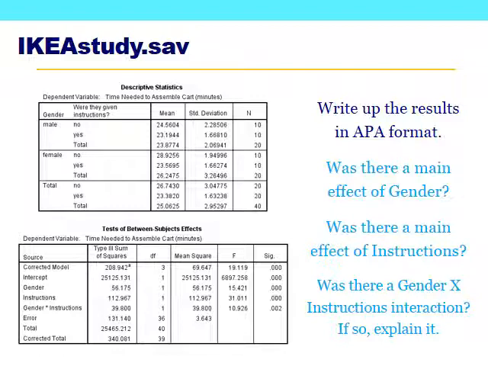For women, however, there was a big difference between women without instructions and women with instructions. Women who had instructions assembled the cart about 5.5 minutes faster compared to women who didn't have instructions. In other words, it looks like having instructions had a much stronger effect on women than it did on men. Women benefited much more from having instructions, whereas men benefited very little, if at all, from having instructions.